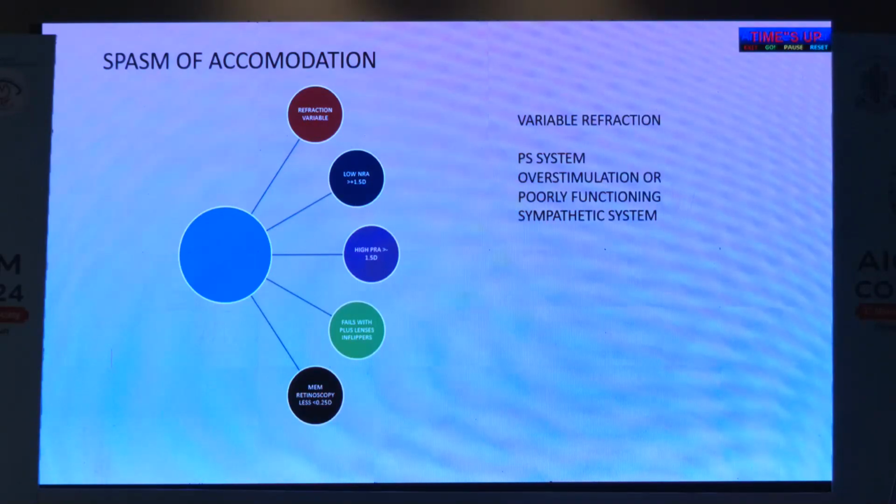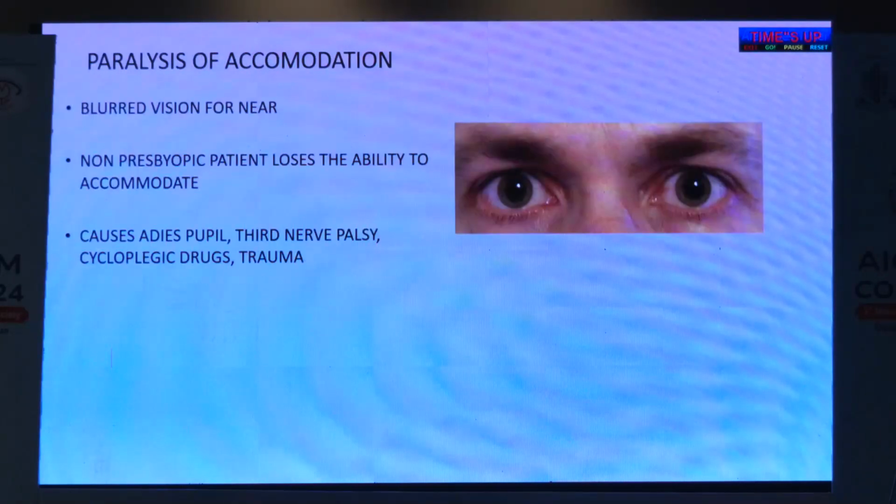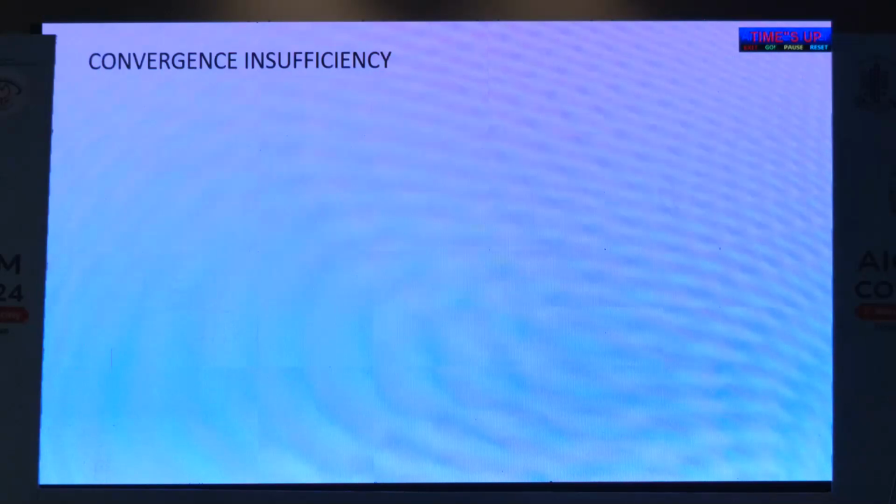Spasm of accommodation, you will be getting a variable refraction. You have low NRA and high PRA. This is either due to parasympathetic system overstimulation or a poorly functioning sympathetic system. Sometimes psychogenic factors, cholinergic cues, and head trauma can lead to accommodative spasm. And paralysis of accommodation, you will get a non-presbyopic patient come with poor reading. That can be due to Addie's pupil, third nerve palsy, cycloplegic drugs, and trauma.